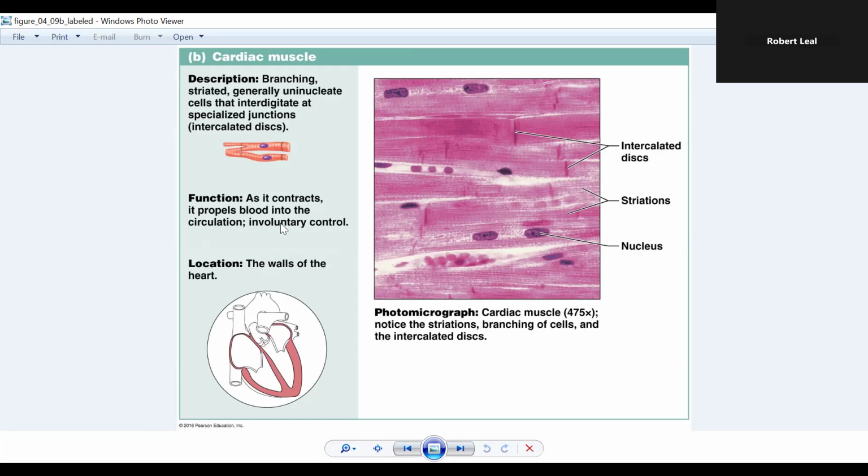So again, cardiac muscle's function is to propel blood. And where do you find it? Within the walls of the heart.